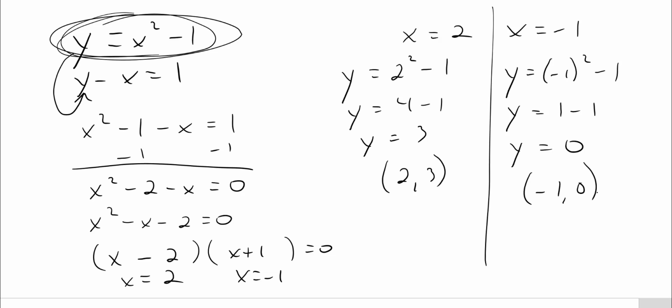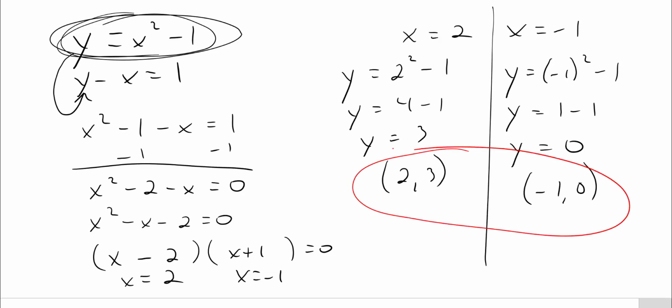Okay? So we got 2 answers for this one. These 2 answers. Okay? All right, let's keep going here. Got a different kind of problem. Okay, so the next problem here is going to be x squared plus y squared equals 74, and x minus y equals 2.